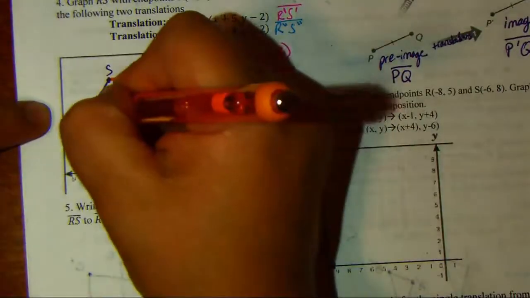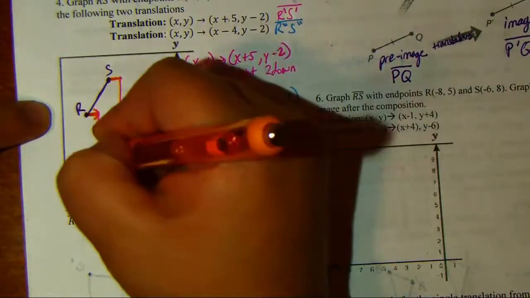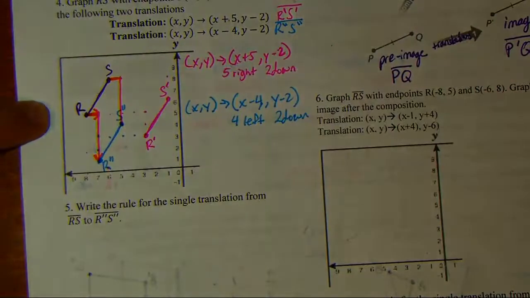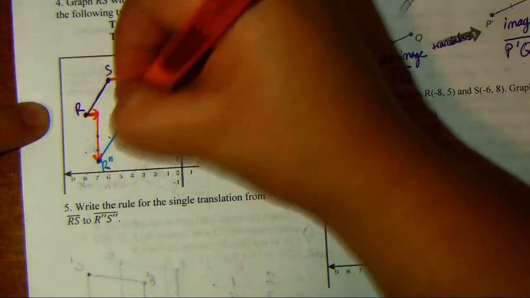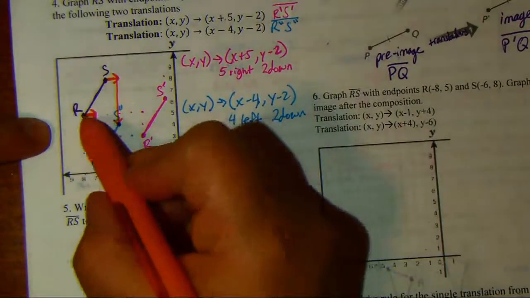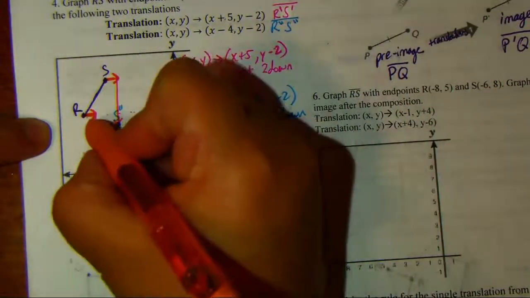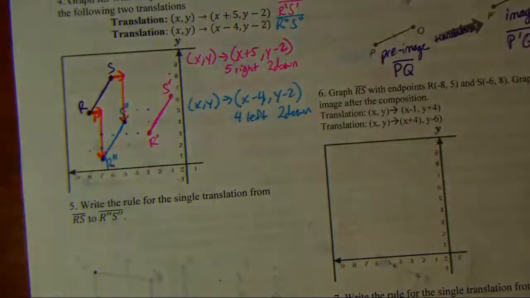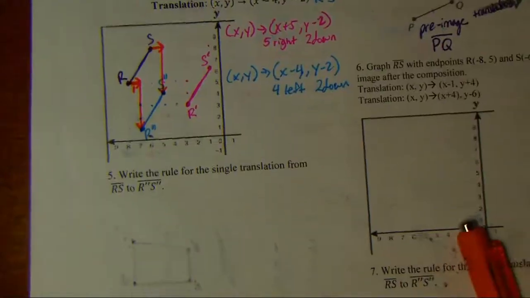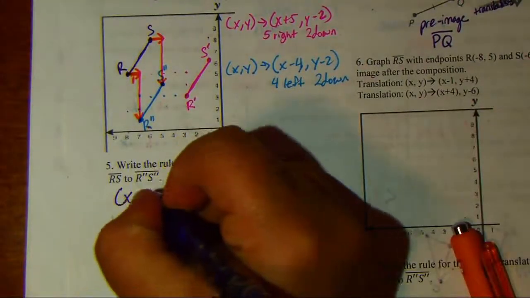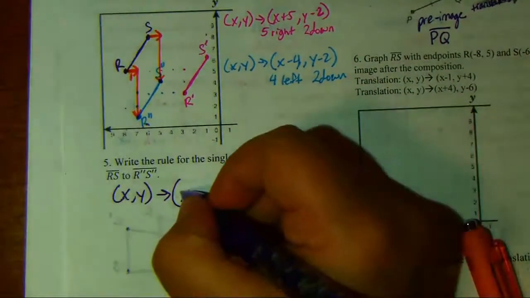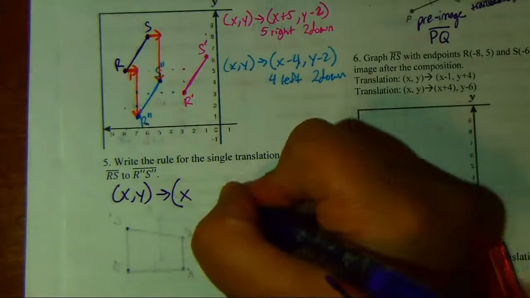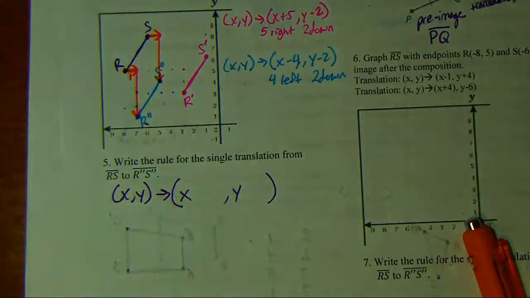So I went this way and this way. Okay, I went to the right and I went down. So how much did I go to the right here? I went 1 to the right. Okay, so if we're talking to the right, that means we're talking x, right? So our rule, we're going to have x, y, okay? And then we're going to have, what are we adding or subtracting to x? What are we adding or subtracting to y?